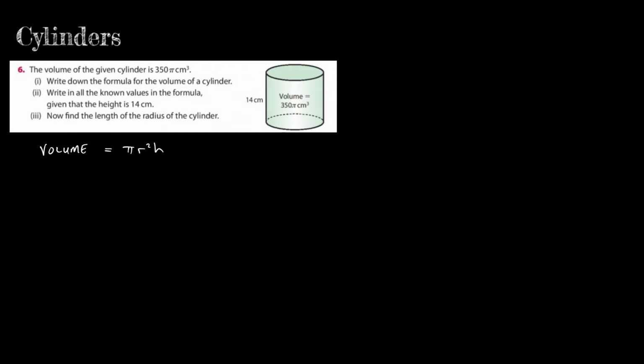Okay, let's read the question and see. The volume of a given cylinder is 350 pi. The height's obviously 14. Write down the formula for the volume of the cylinder. So the first one is to write down the formula. So we've done that. So we've done part one.